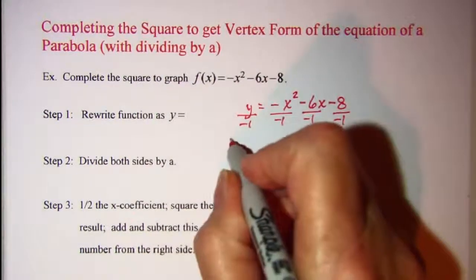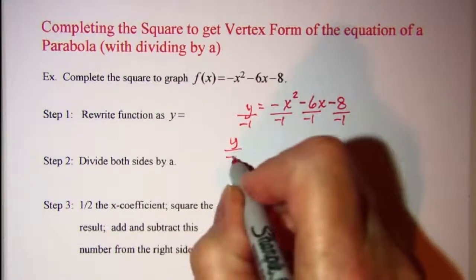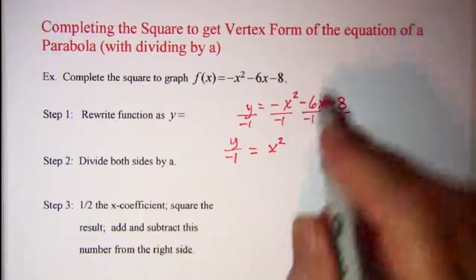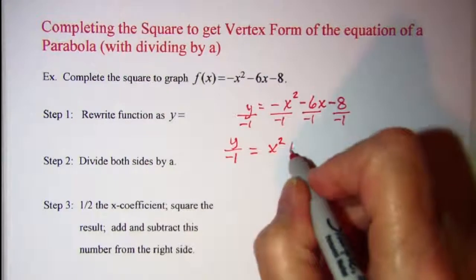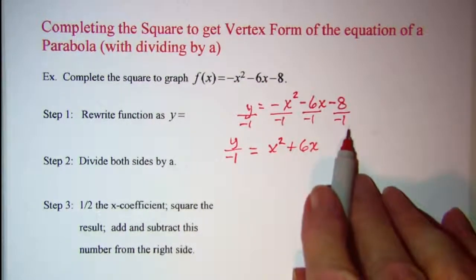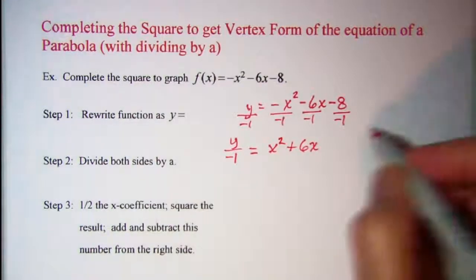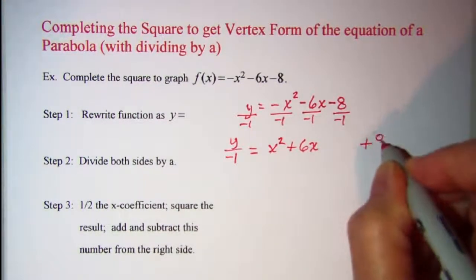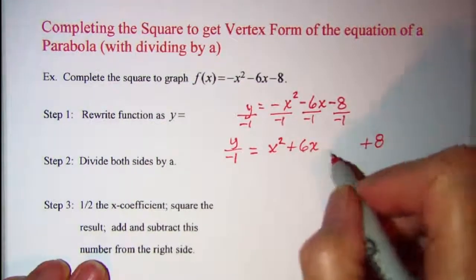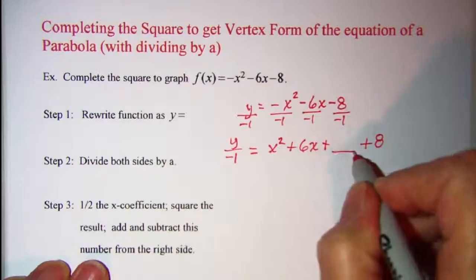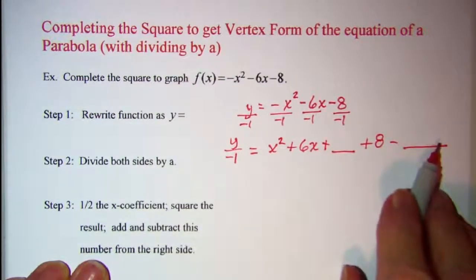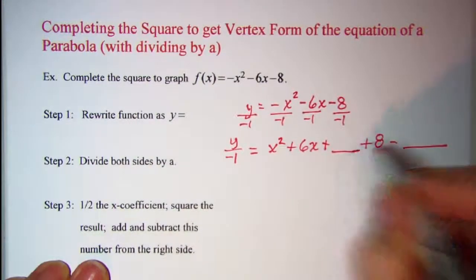So I now have y over negative 1 equals x squared plus 6x. And then I'm going to move the constant term a little bit to the right because the next step, step 3, I'm going to add and subtract the same number that I get from step 3.